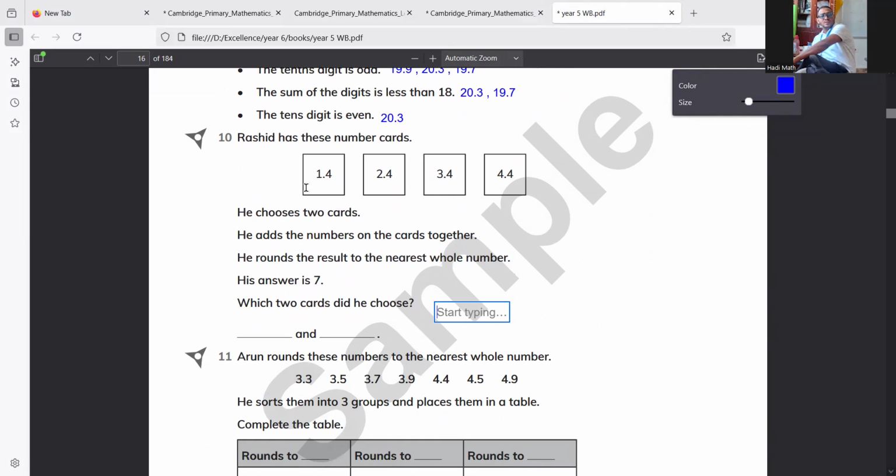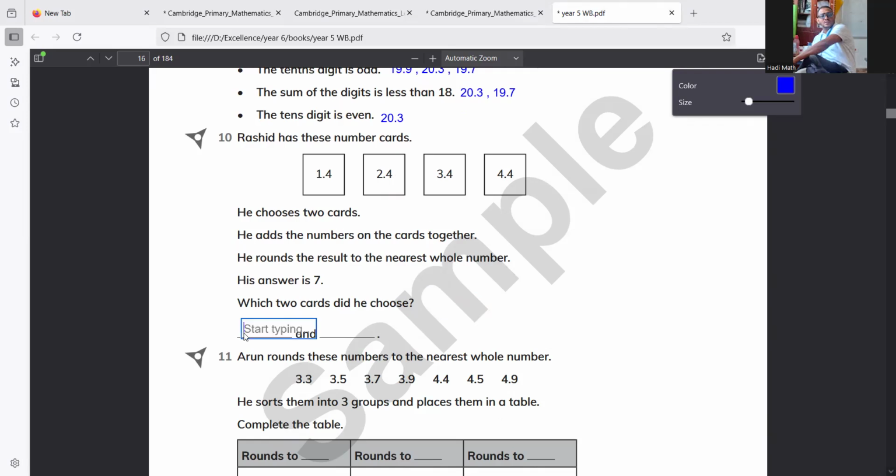We know 1.4, the smallest number, plus the largest number, 4.4, is going to give us 5.8. And 5.8, when you round to the nearest whole, is going to give you 6. So no. 2.4 and 4.4: 2 and 4 give us 6, and it's going to be 6.8. To the nearest whole, that is going to be 7. Yes. So this is the only answer.